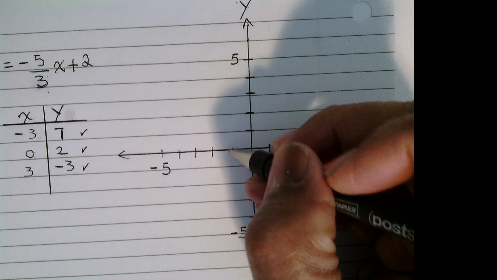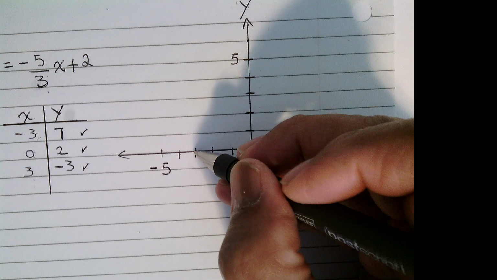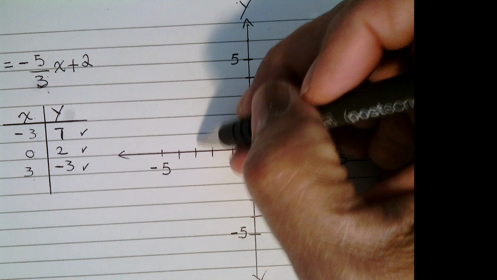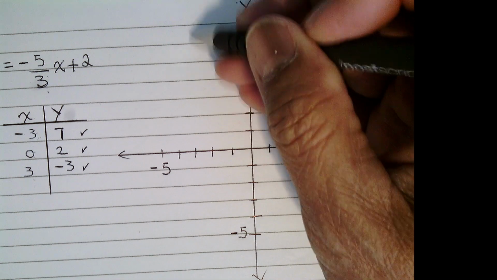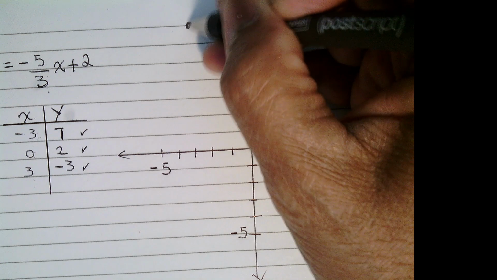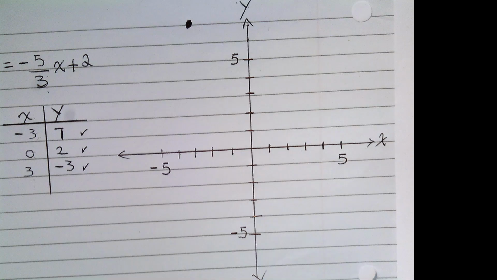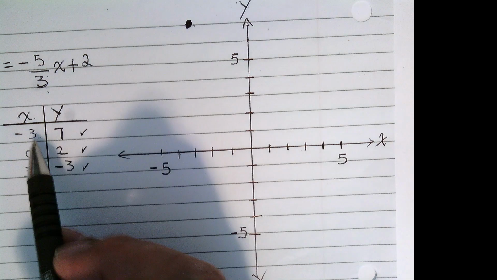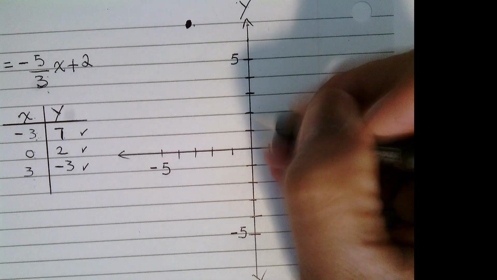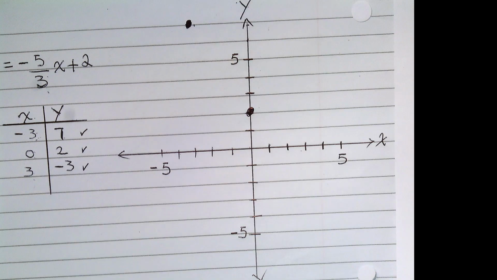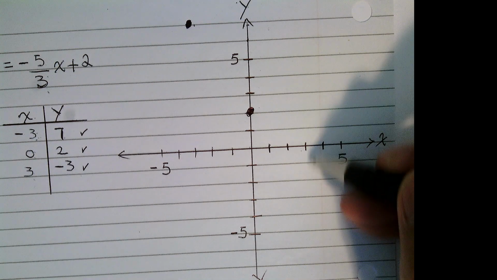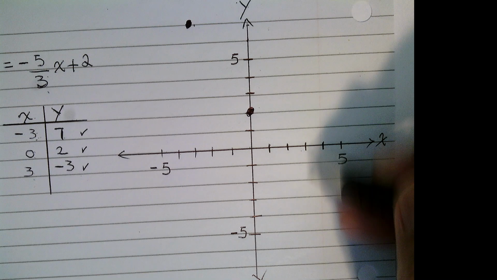So -3, 7: 1, 2, 3, 4, go up right here. So 1 point. This point is minus 3 and 7. This point 0 and 2 right here. This point 3 and minus 3 right here.